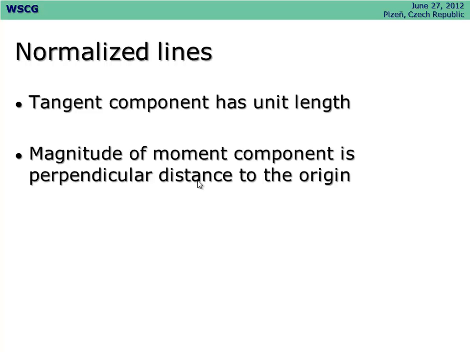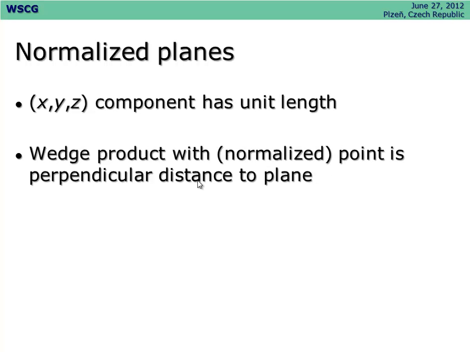Okay, so I mentioned that a line is normalized when its tangent component has unit length. And when that is the case, the moment bivector component represents the perpendicular distance to the origin. So you get some information out of it that way. Now, for normalized planes, as long as the XYZ components are unit length, then as you're used to, you'll be able to take the wedge product between a point with W coordinate 1 and a plane to get the signed distance to the plane, which is what we're normally thinking of as using the dot product.